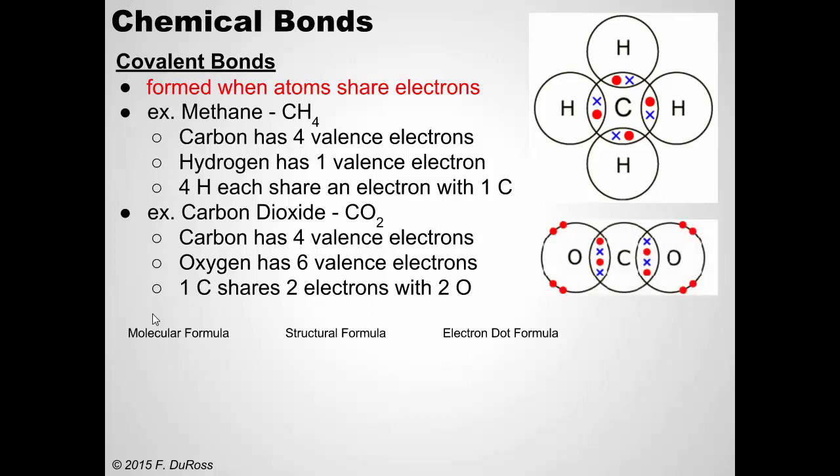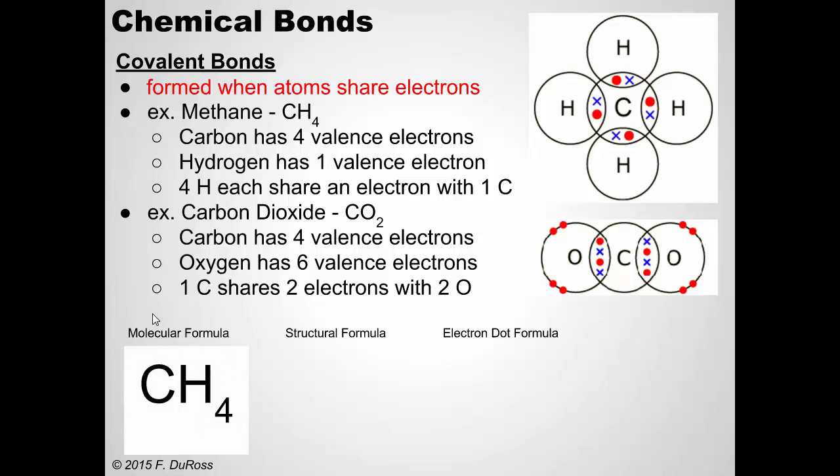Okay, carbon dioxide, same idea. Carbon has 4 outer electrons, 4 valence electrons. Oxygen has how many? 6. Okay? So again, if we have 2 oxygen atoms share electrons with 1 carbon atom, the carbon ends up with 8. The oxygen atoms each end up with? Also 8. And they're bonded together.